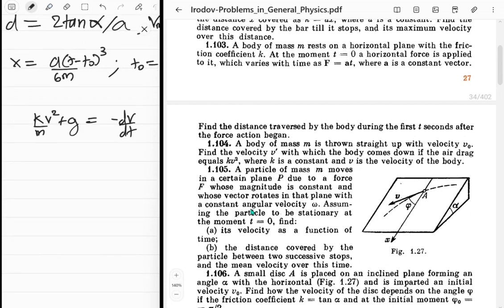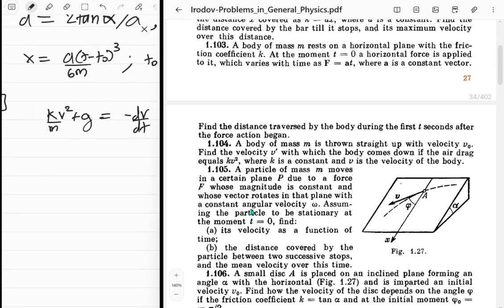And then when it's going down, what's the equation of motion? What do we need to figure out though? The velocity v dash with which it comes down. So we will need something to link one case to the other. What's the same? The height, of course. The height will be the same. Oh, we can do this.